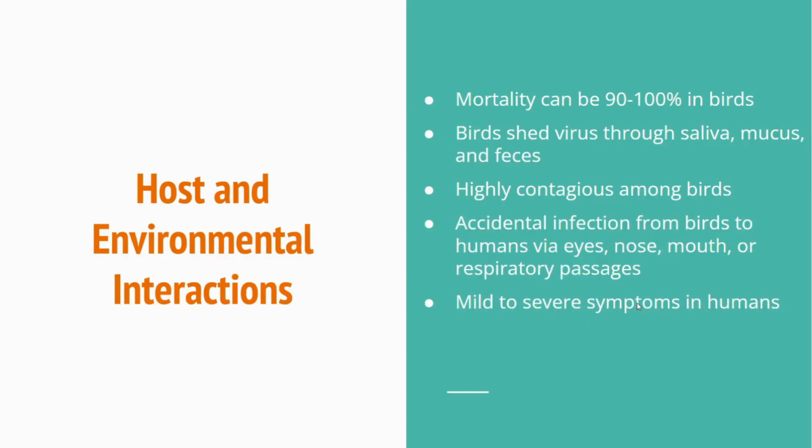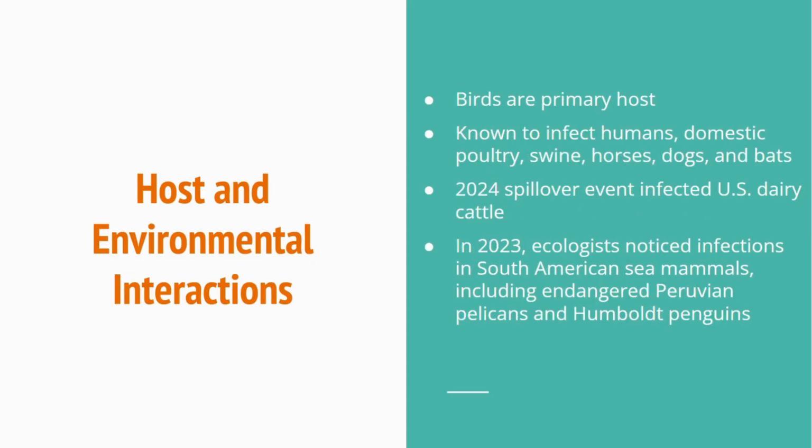Mortality can be 90 to 100% in birds. Birds shed the virus through saliva, mucus, and feces. It's highly contagious among birds. Accidental infection from birds to humans happens via eyes, nose, mouth, or respiratory passages and can lead to mild to severe symptoms in humans. Birds are the primary host, and they're known to infect humans, domestic poultry, swine, horses, dogs, and bats.